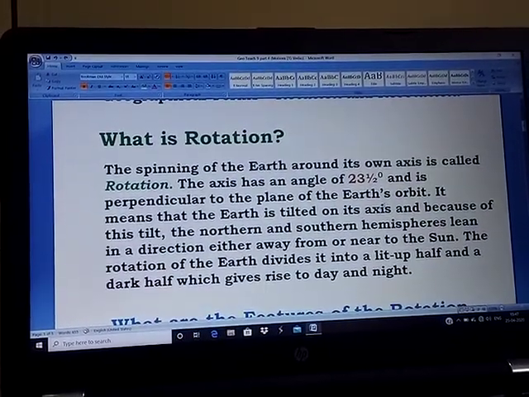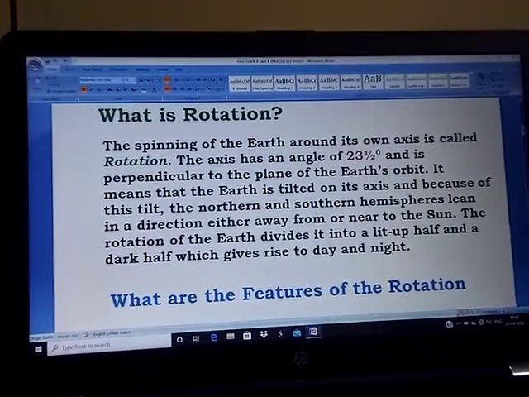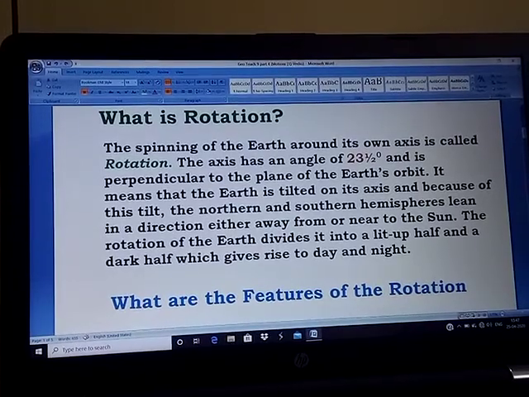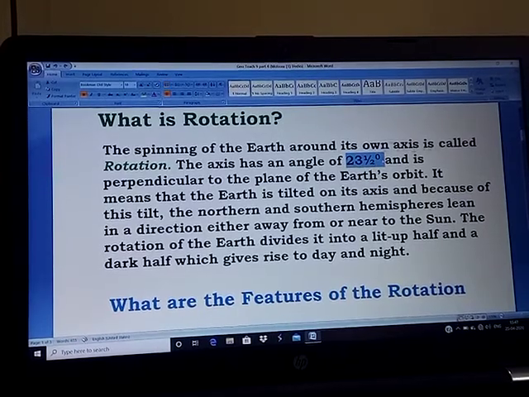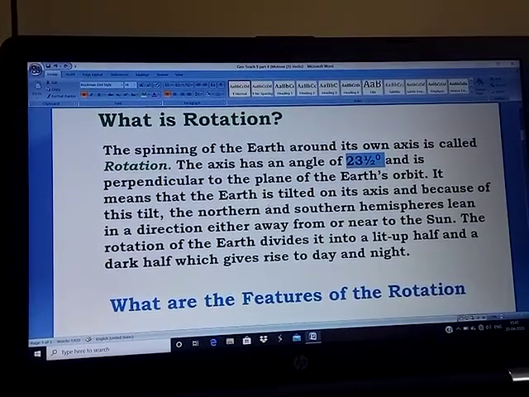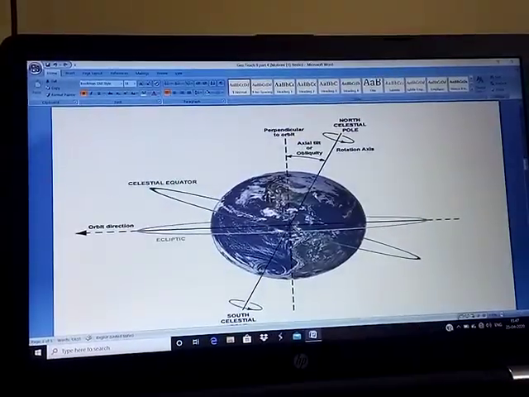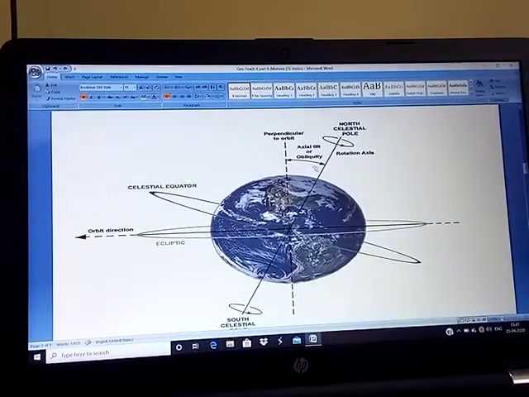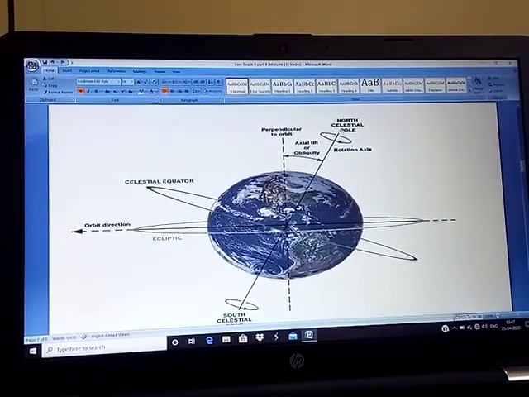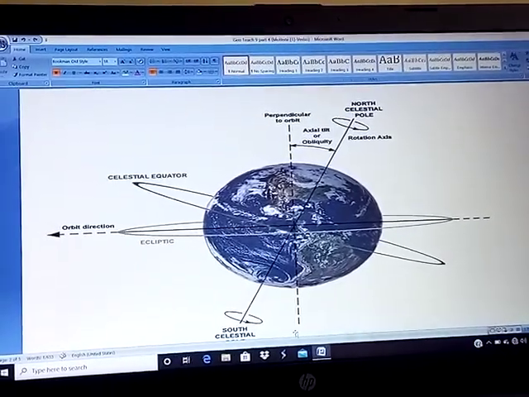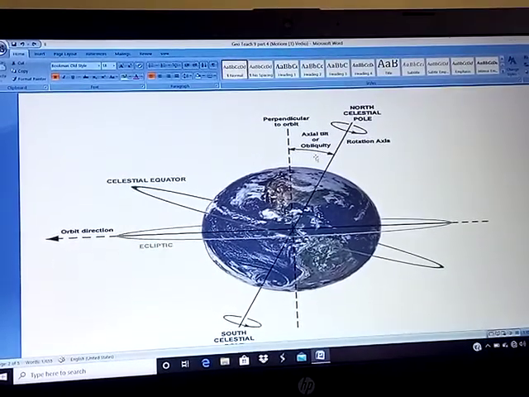So in detail, what is rotation? It is the spinning of the earth on its own axis. The axis has an angle of 23.5 degrees from the perpendicular to the plane of the Earth's orbit. Here it is, 23.5 degrees. This is 23.5 degrees. This is the Earth's axis, tilted. This is a straight line called the perpendicular. So from the perpendicular, the Earth's axis is tilted 23.5 degrees.